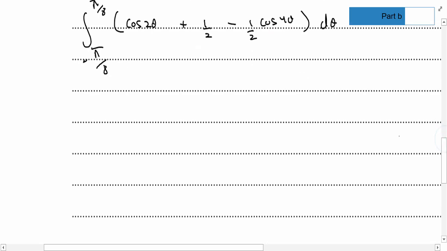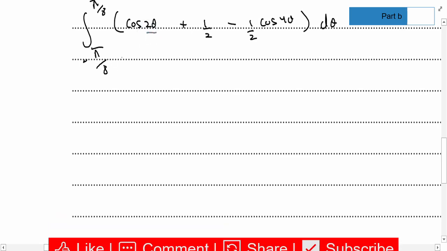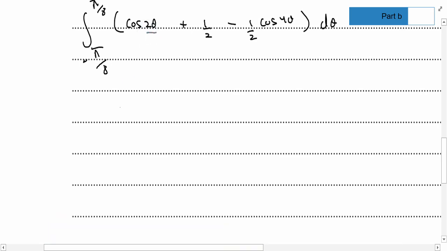Now let us integrate it. So the integral of cos 2 theta is sine 2 theta divided by the derivative of 2 theta, which is 2. So it would become sine 2 theta by 2 plus 1 over 2 theta minus the integral of cos 4 theta, which is sin 4 theta divided by 4. 2 times 4 is 8. So this is our answer. And the limit is from minus pi by 8 to plus pi by 8.